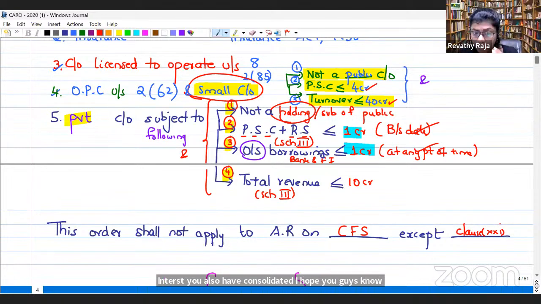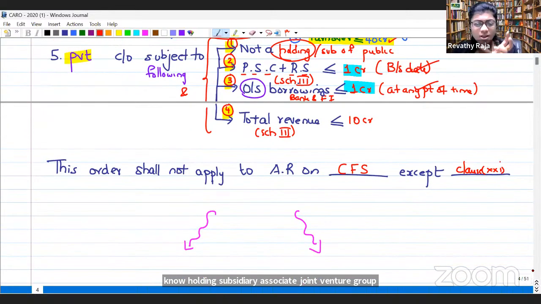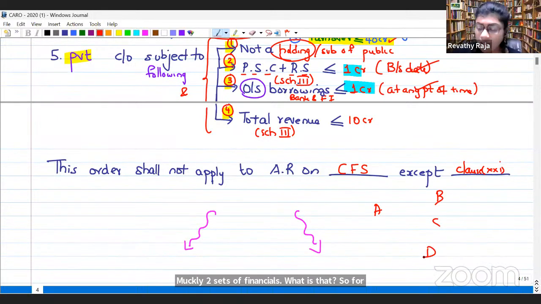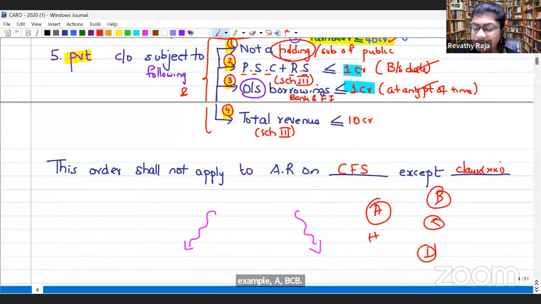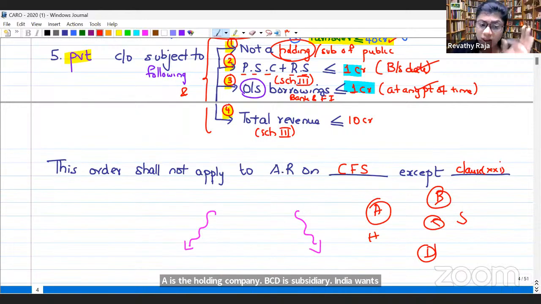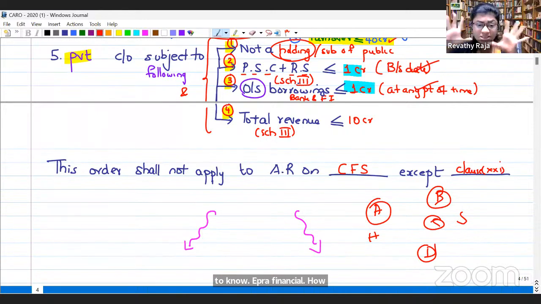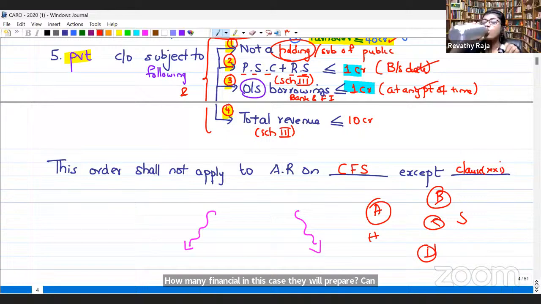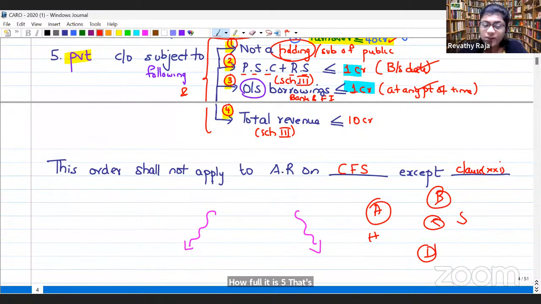Whenever there is a group, holding, subsidiary, associate, joint venture, they will prepare 2 sets of financials. Say for example, A, B, C, D. A is the holding company. B, C, D are subsidiaries. How many sets of financials will they prepare in this case? It is 5. That's right, 5. How 5?